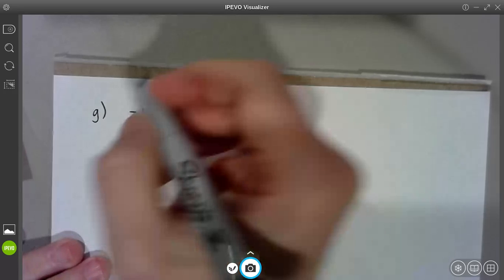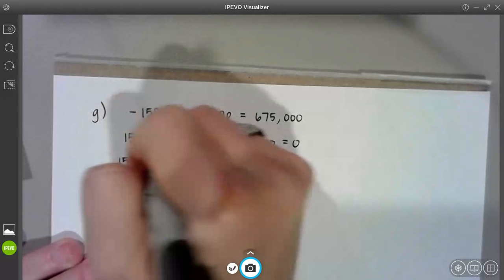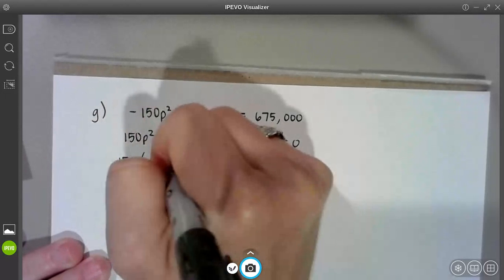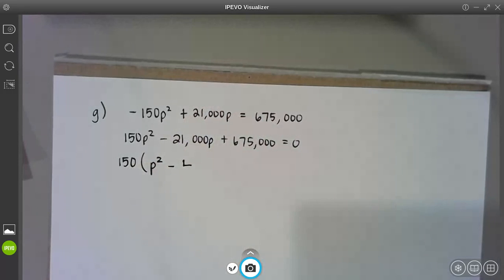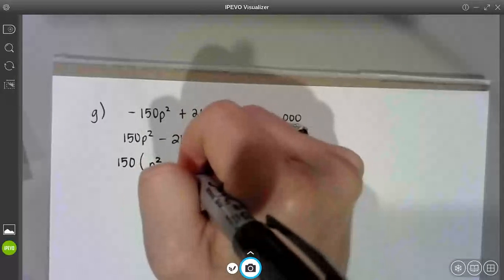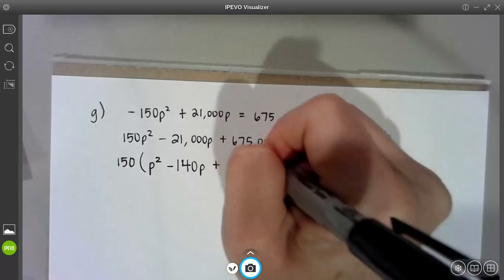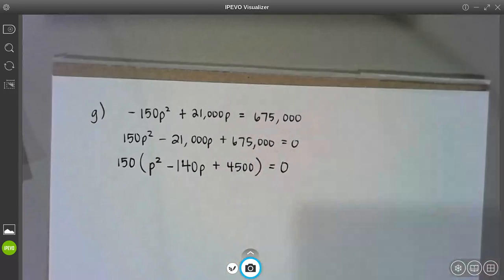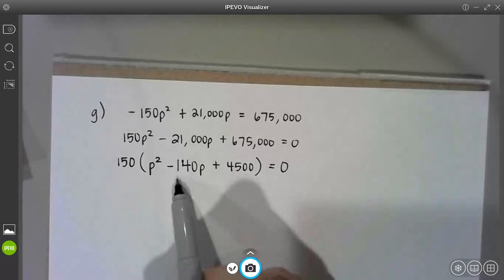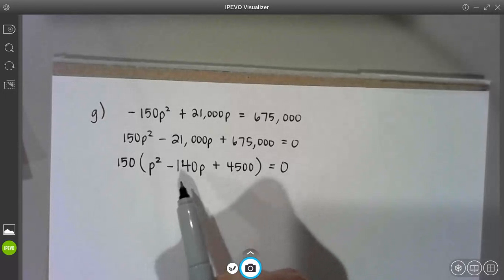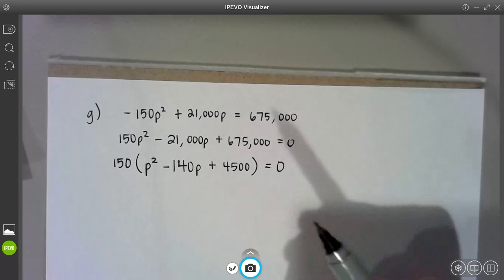Spoiler alert, it does. If you divide 150 out of all this, 150 comes out. That's going to leave you with p squared minus 140p, and then plus 4,500. And now you're looking for two numbers that will multiply to 4,500 and add up to negative 140. So guys, think about it. What multiplies to 45 that could add up to negative 14? 9 and 5. Let's make this work.